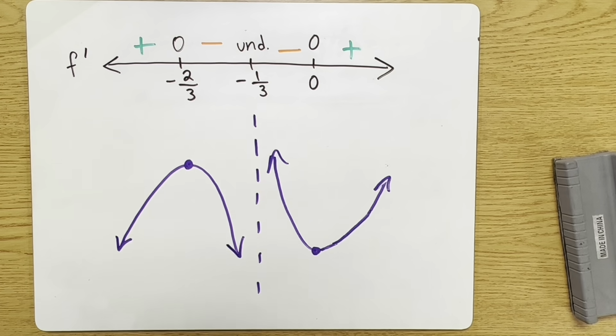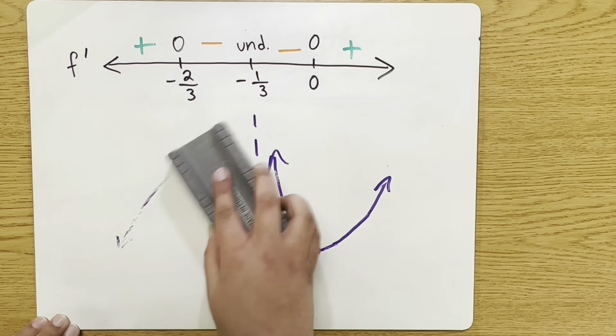The next step is to draw the graph of f. The vertical asymptote is located at x equals negative 1/3. Since the derivative is positive over the interval negative infinity to negative 2/3, the graph of f increases. Since the derivative is negative over the interval negative 2/3 to 0, f decreases while approaching the asymptote on both sides. Since the derivative is positive from 0 to positive infinity, f increases.